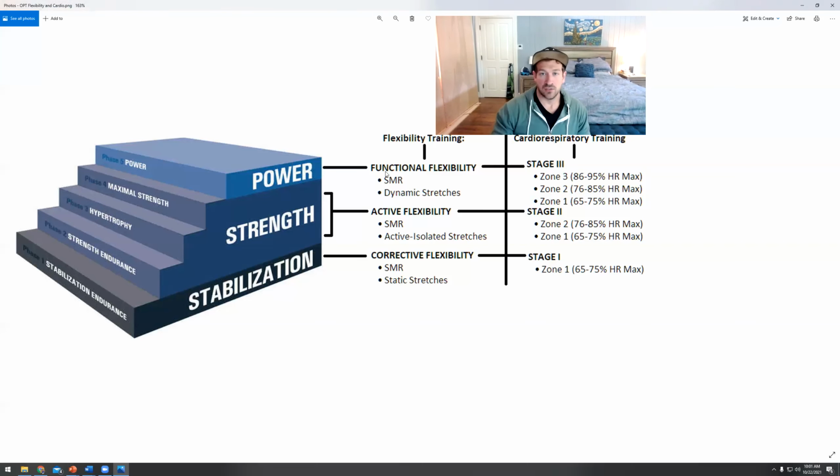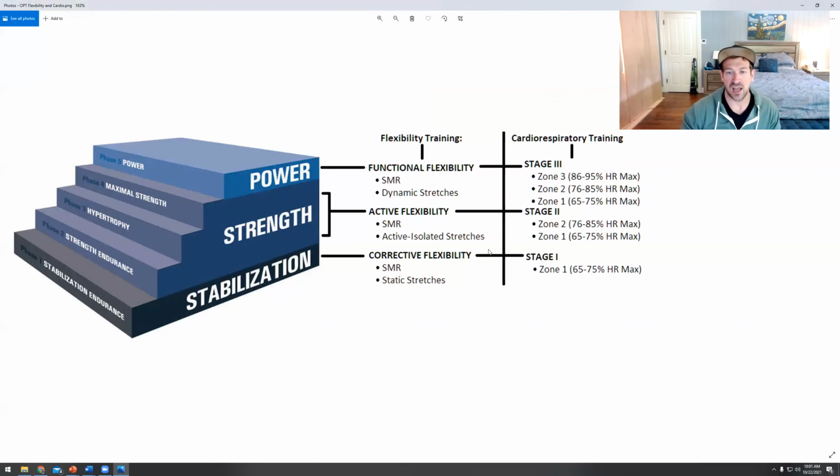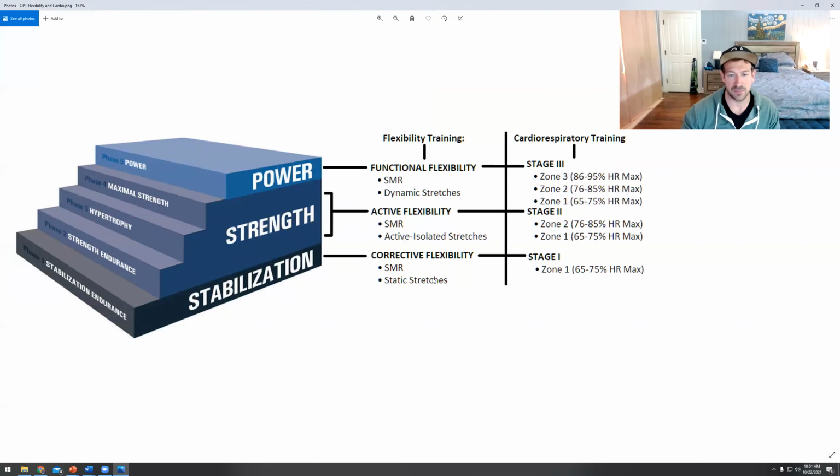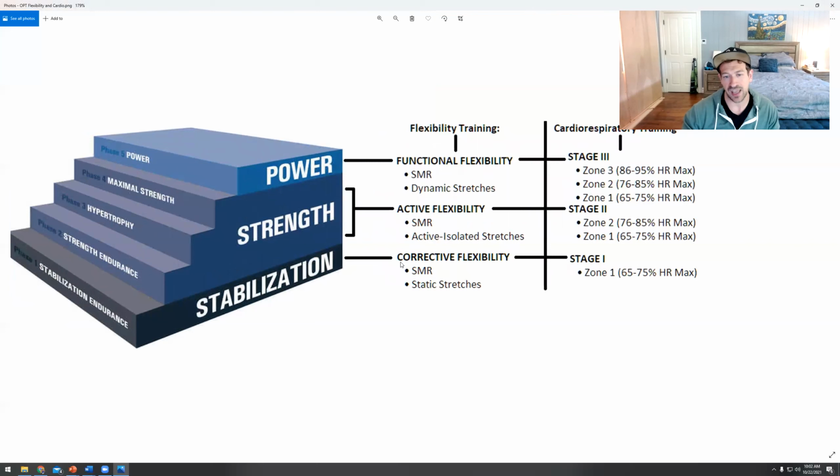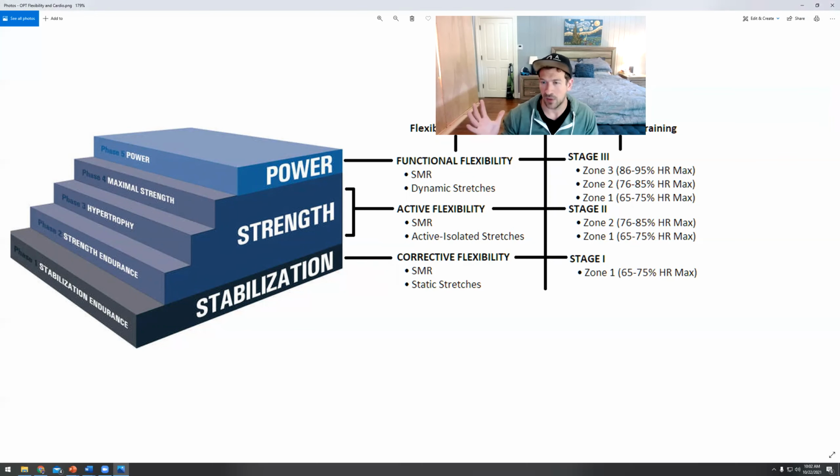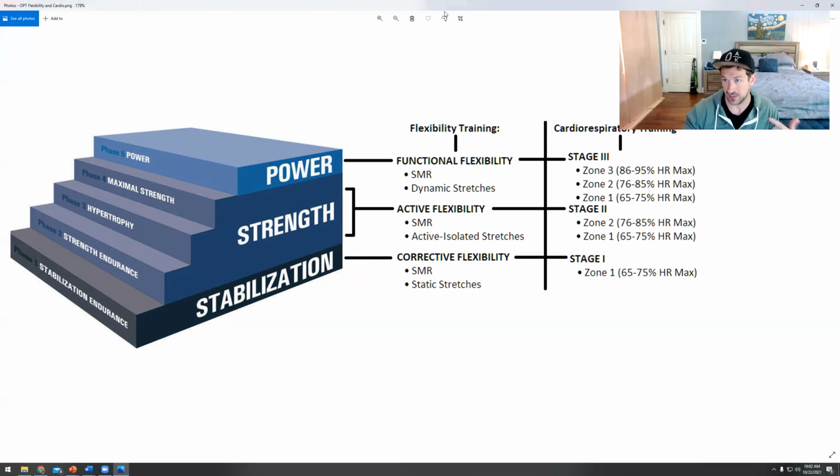So take a look right here. When it comes to flexibility training, you're going to have these categories that correspond with the specific levels: corrective flexibility for the stabilization level, active flexibility for the strength level, and functional flexibility for the power level. And then you will see there are tools within each category. Think of these as tool bags or toolboxes. If I've got a client in the stabilization level, I'm going to go grab my corrective flexibility tool bag.